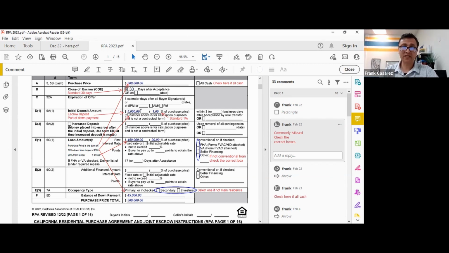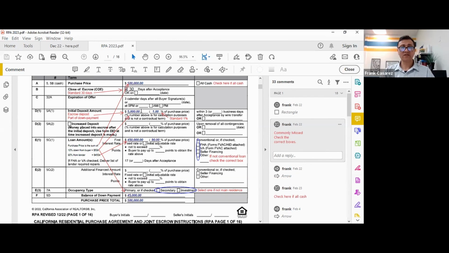So they wrote the offer, they got a counter, and the listing agent actually came back saying they wanted 3%, let alone $1,000. So they wanted $12,000, $13,000 or so, not just $1,000. Okay. At least put the standard 1%.